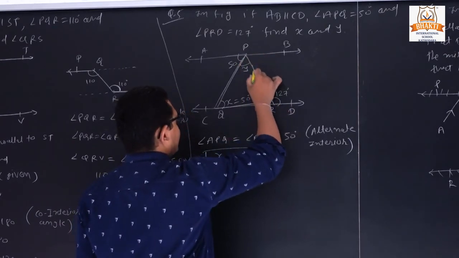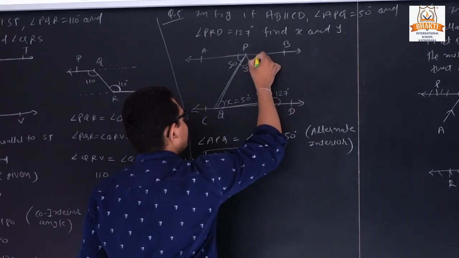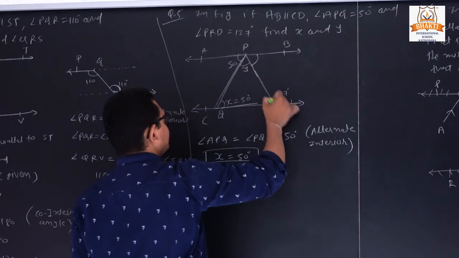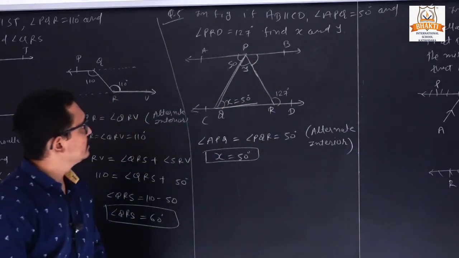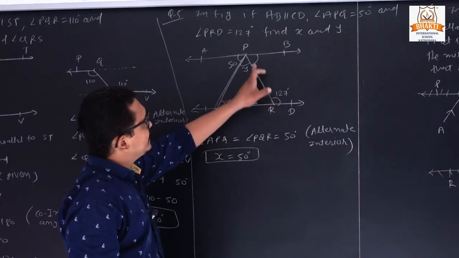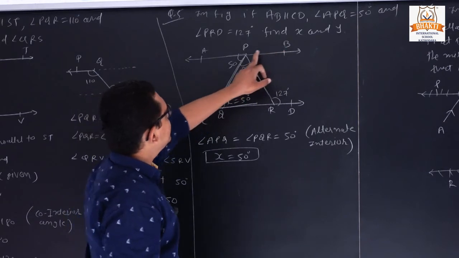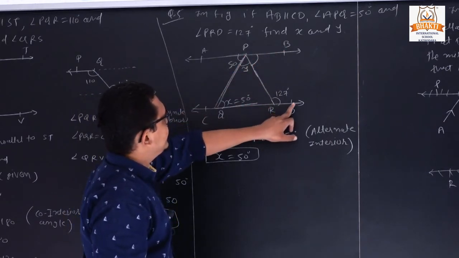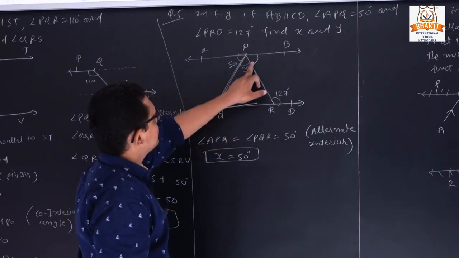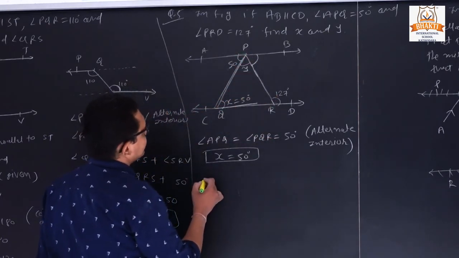Now see that it is 127. So once again, this is the sum of these both. So it is co-interior angles, 127 plus we can give its name BPR and DRP. The sum of these both will be 180 degrees. So we can write it like that.